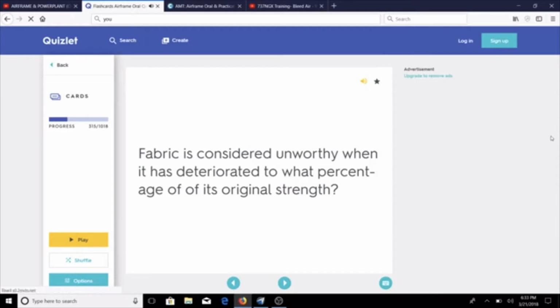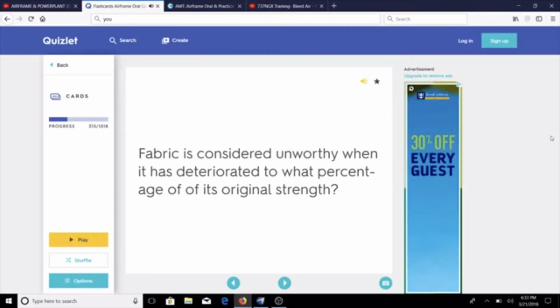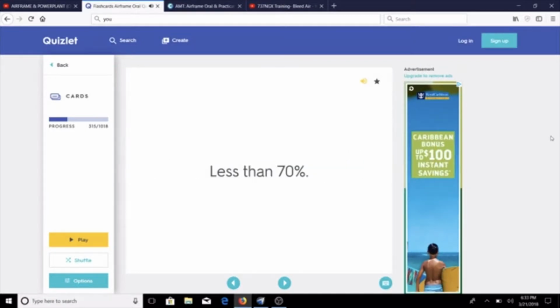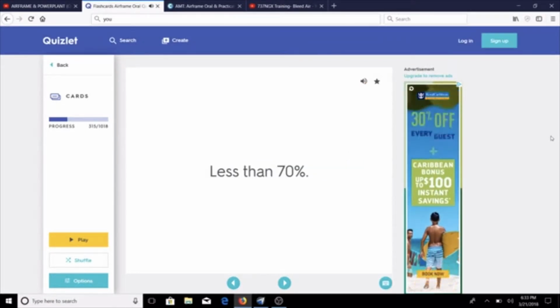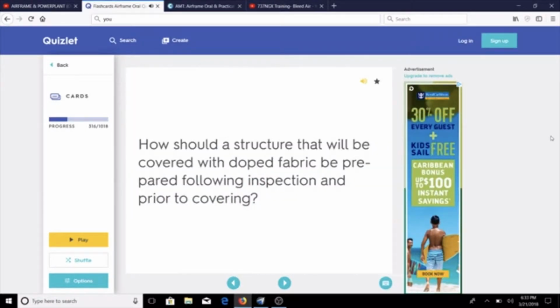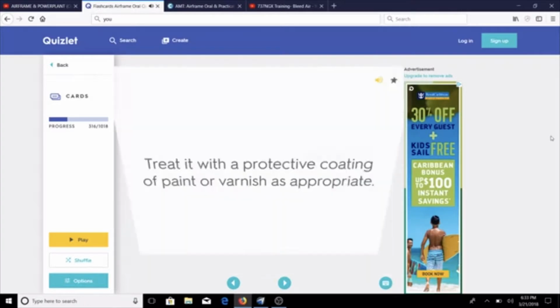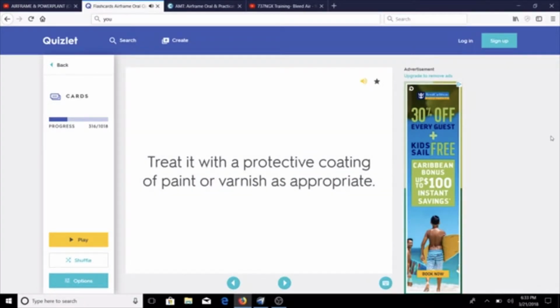Fabric is considered unworthy when it has deteriorated to what percentage of its original strength? Less than 70%. How should a structure that will be covered with doped fabric be prepared following inspection and prior to covering? Treat it with a protective coating of paint or varnish as appropriate.